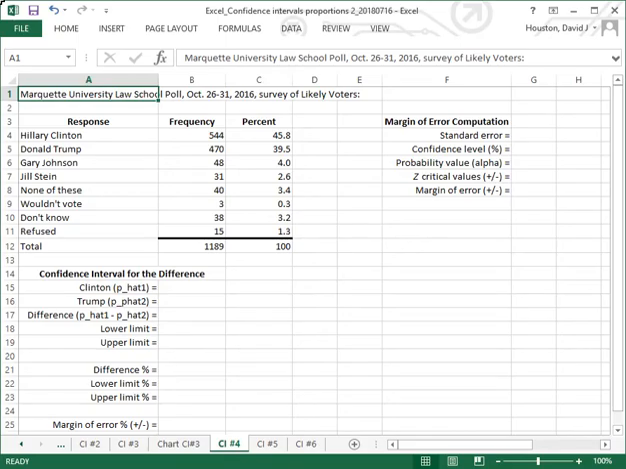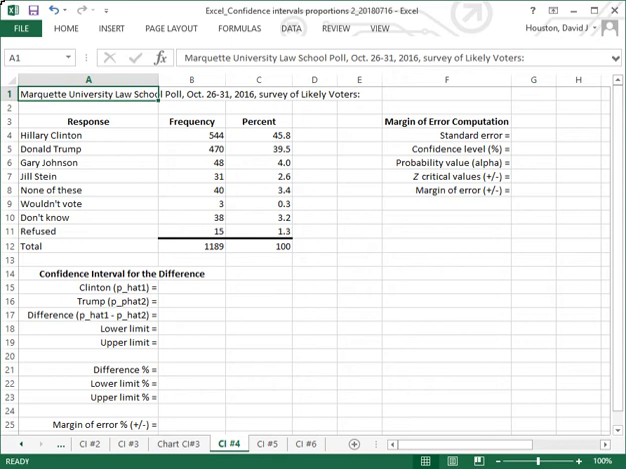In this first example for constructing a confidence interval around the difference between two sample proportions, we're going to use data from the previous tutorial where I demonstrated how to construct proportions around a single sample estimate. And in this case, what we're looking for will be the difference between the proportion of our sample that supports Clinton versus the proportion of the sample that supports Trump.